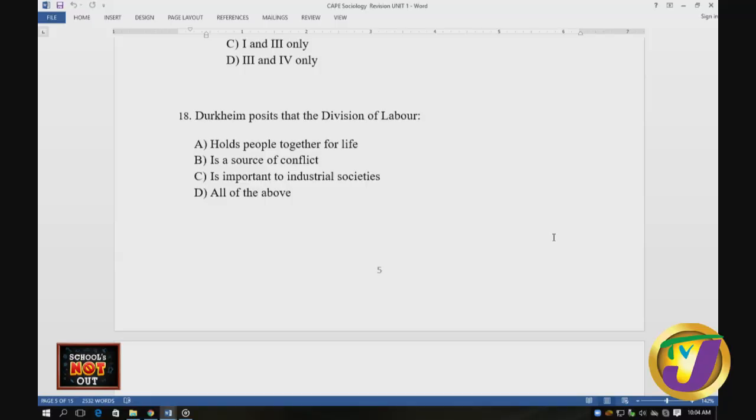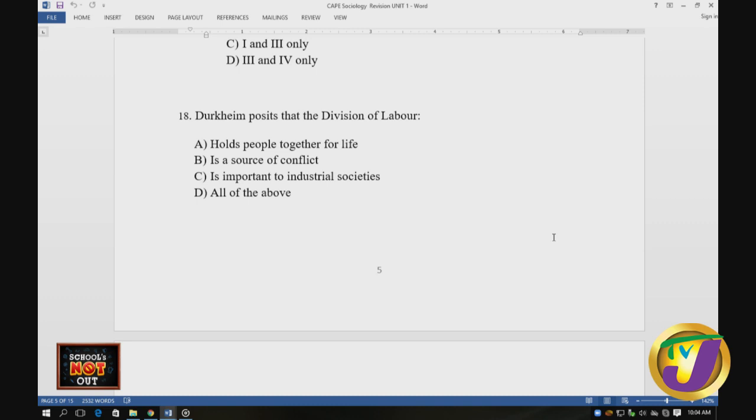That one person can hold you ransom. If one is missing, it doesn't take long to find somebody who can fill that slot. So that's why we have division of labor. For the functionalists, it was what causes social change. So it was very important for them. So Durkheim posits that the division of labor, A, holds people together for life, not quite. B, is a source of conflict, although it is, but it wasn't their argument. C, it's important in industrial societies.